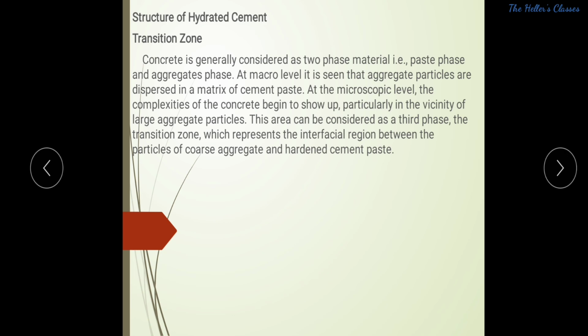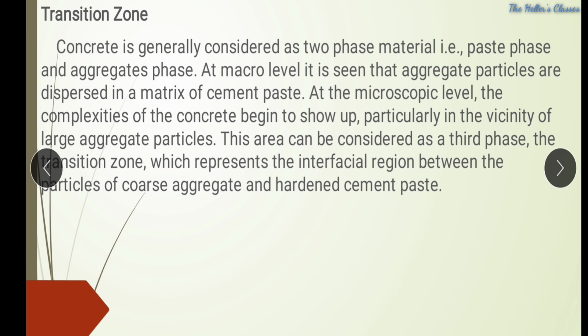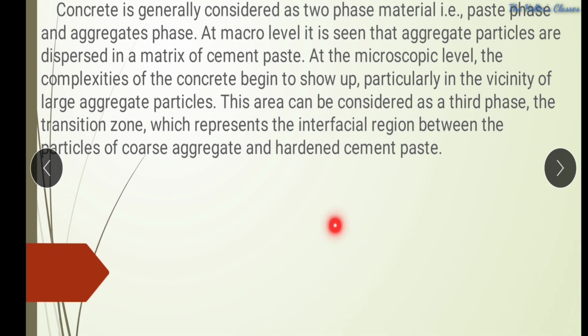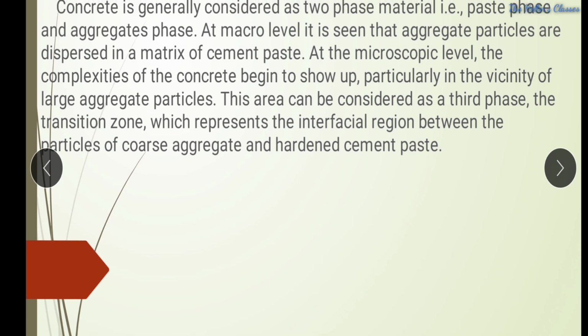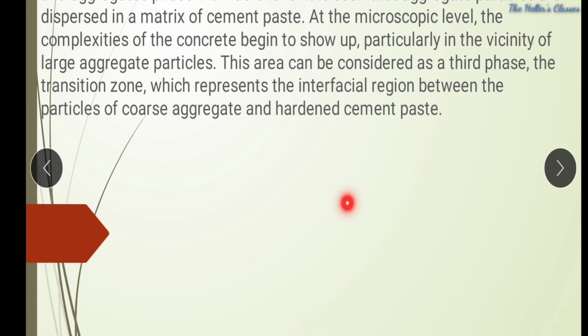Coming to the structure of hydrated cement, whenever we add a little bit of water or a maximum amount of water to the cement, we can observe some structures, and among these the basic one is the transition zone. If we add a little water, cement and sand form a paste, and this paste is inserted between the voids of coarser particles. When it converts into a solid form, there is a zone between the solid parts and the cement paste, and that zone we simply call the transition zone.